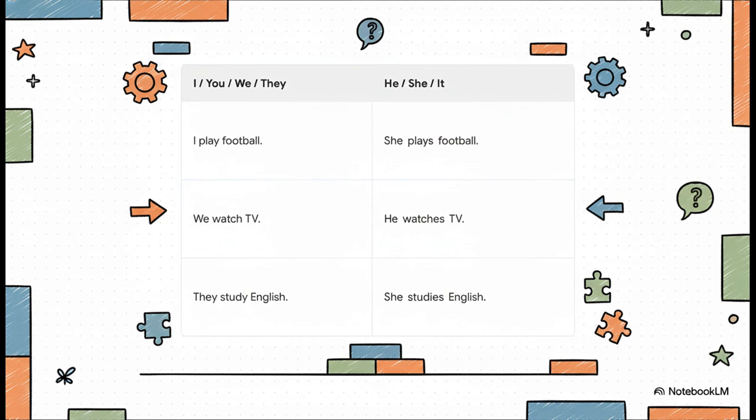Look at the left column. I play, we watch, they study. The verb stays the same. Now, look to the right. She plays, he watches, it works. That little S or ES makes all the difference. Honestly, this is the most common mistake learners make, so getting this right is a huge step forward.